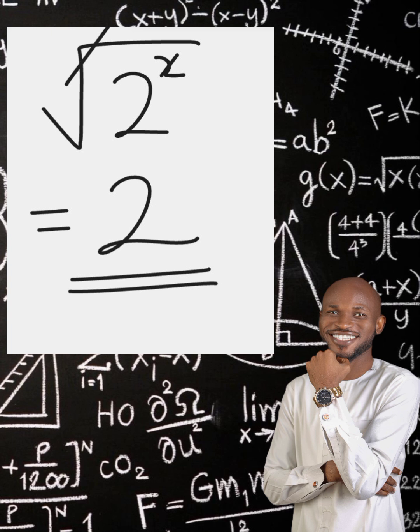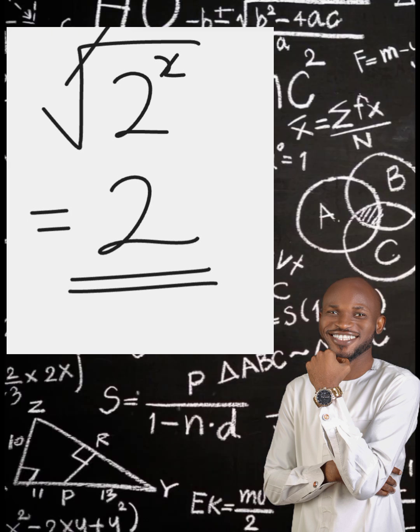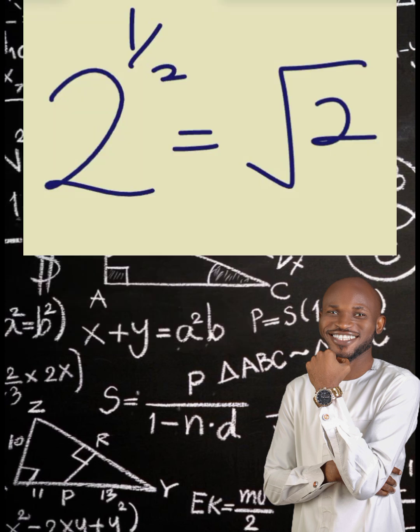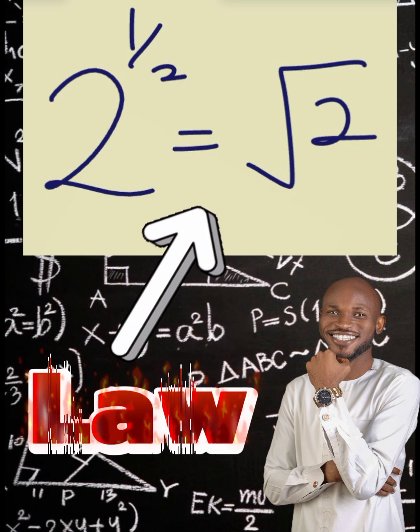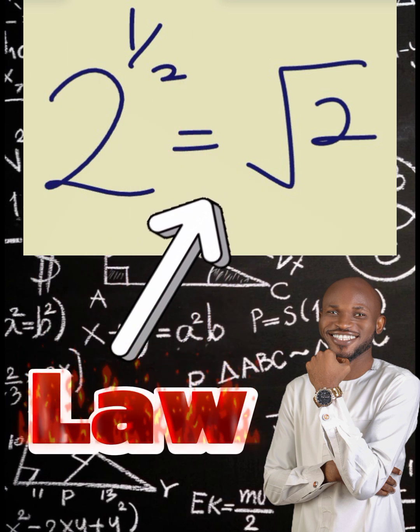Okay. Now, I want you to pay close attention to what we've just done. Check the first question and check the second question. If you check properly, you will notice that we got the same answer as the first. So, if 2 raised to the power of 1 over 2 times 2 raised to the power of 1 over 2 gave us 2, and now we've been able to solve the root of 2 times the root of 2 to give us another 2, then this simply means that 2 raised to the power of 1 over 2 is the same thing as the root of 2.